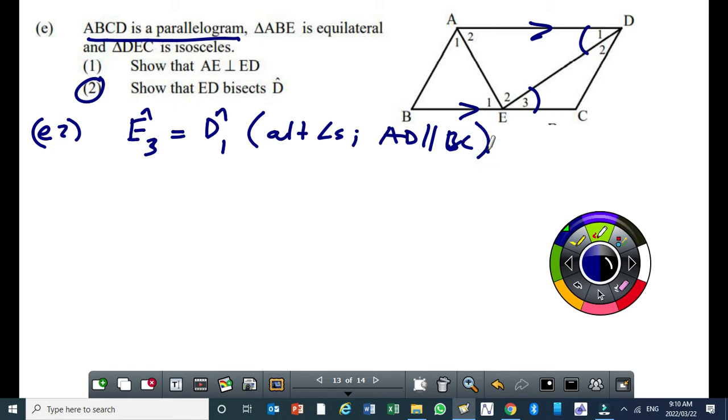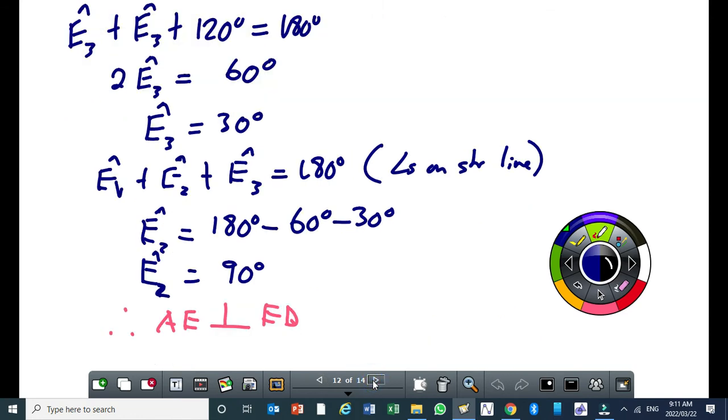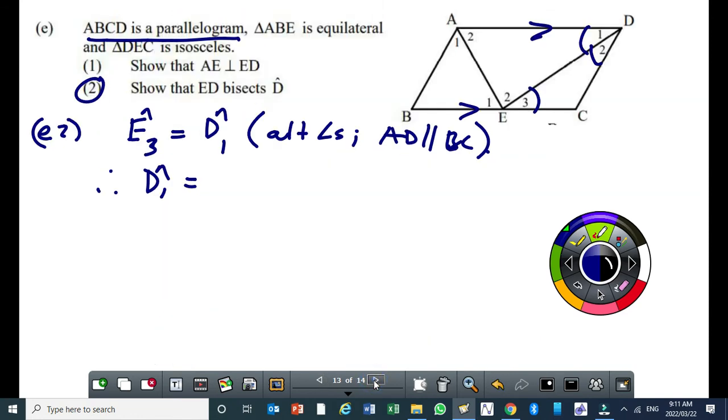All right? Are you following that? Then, the next thing now is for us to calculate the size of D2. We now know that E3 is equivalent to D1. Okay? What was the value of E3? We got it, right? Let me just go back to it. Okay, we got E3 somewhere. Let me just check. That it was 30 degrees, right? So D1 is equal to what? 30 degrees. Now, it becomes easier now. We now know that D1 is 30 degrees.